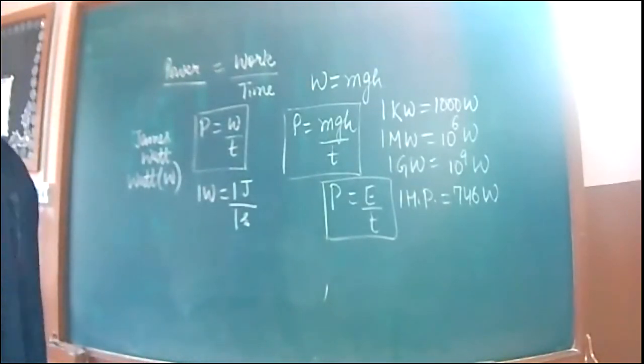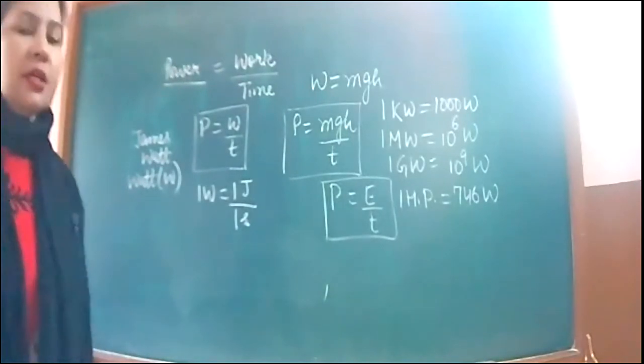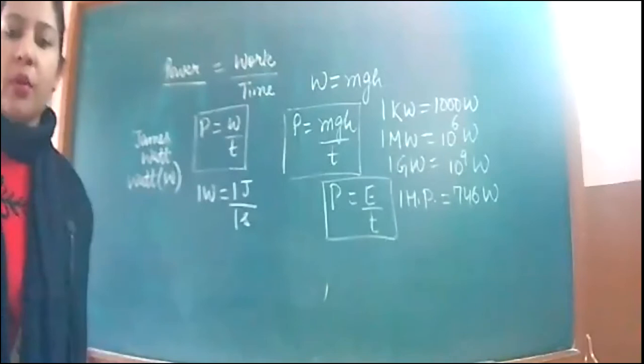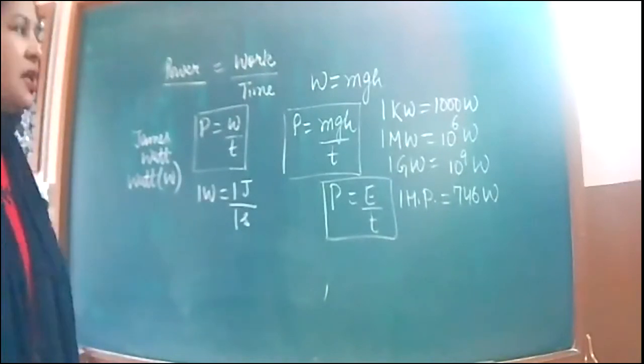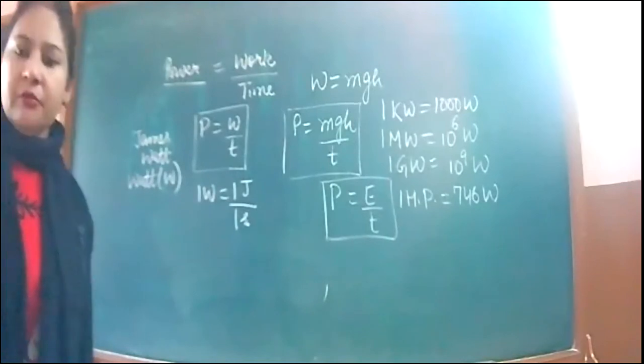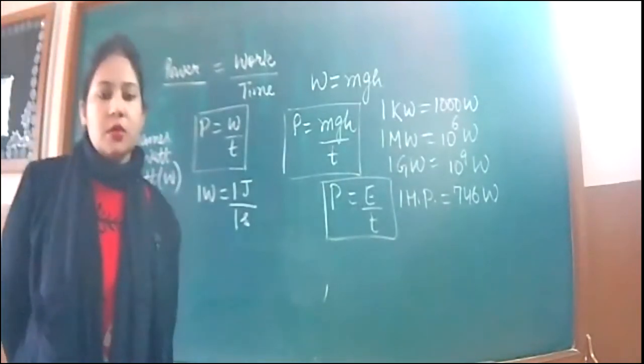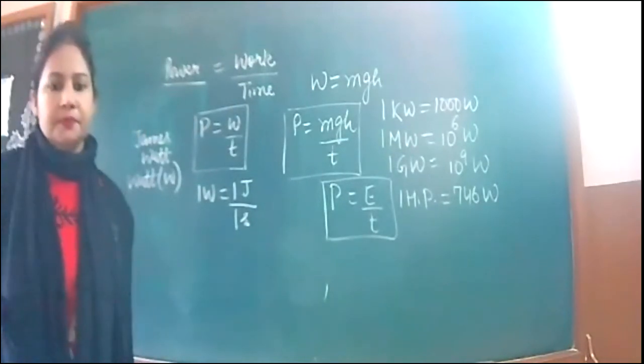And power is also a scalar quantity. Like work is a scalar quantity, power is also a scalar quantity, because it has nothing to do with the direction. It depends upon time and work, both are scalar quantities. So that's why power is also a scalar quantity.